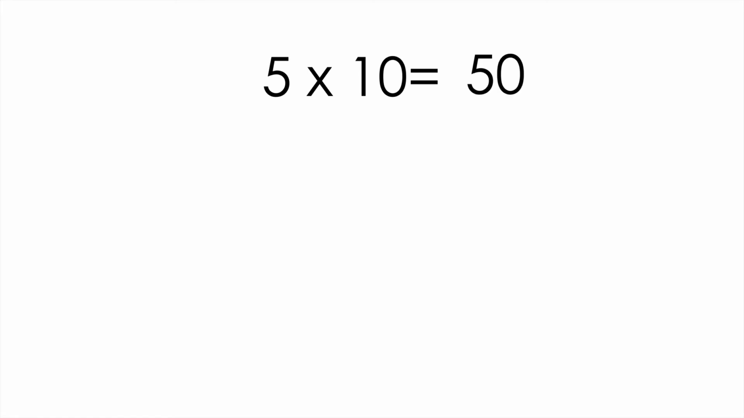First of all, let's see if just adding a zero always works. We will start with 5 times 10. Can we just add a zero to make a product of 50? Yes, it works in this case.